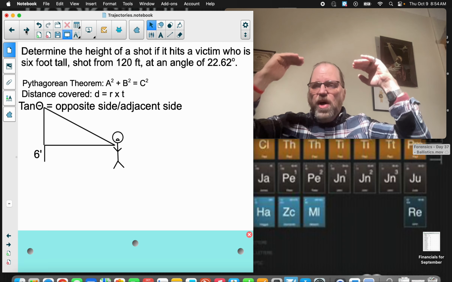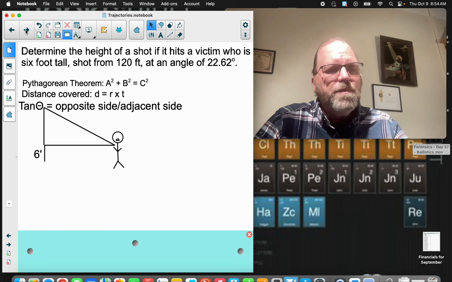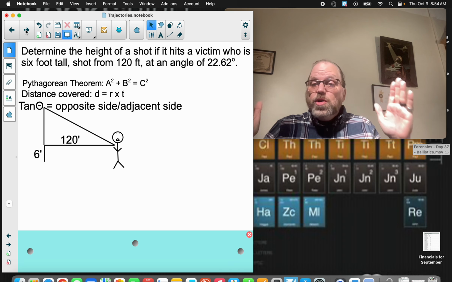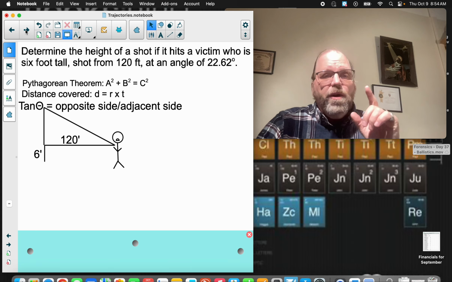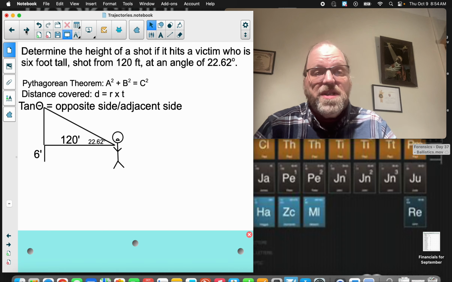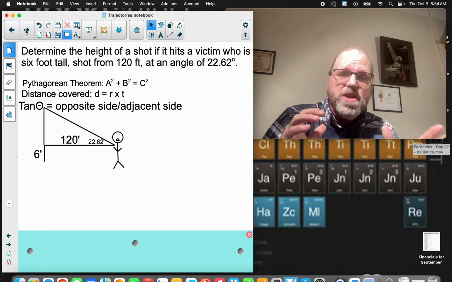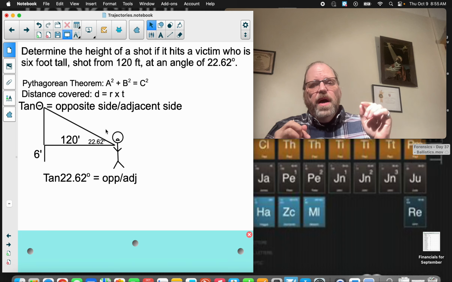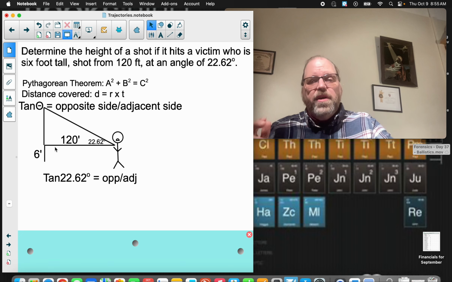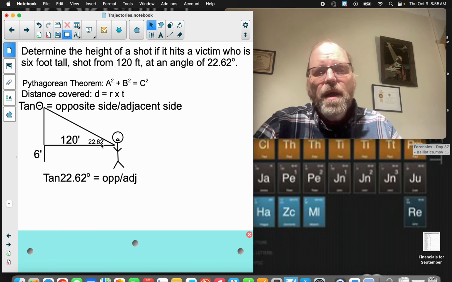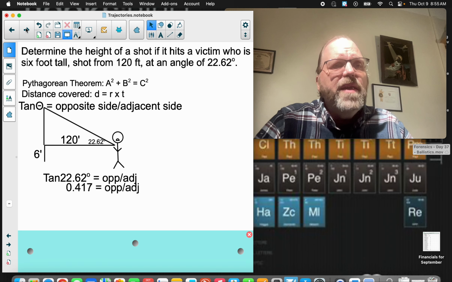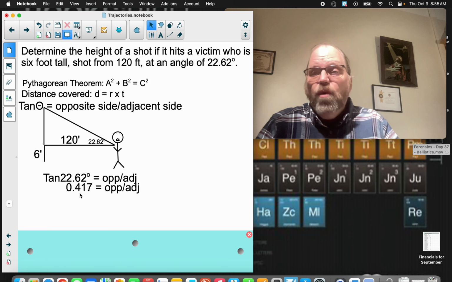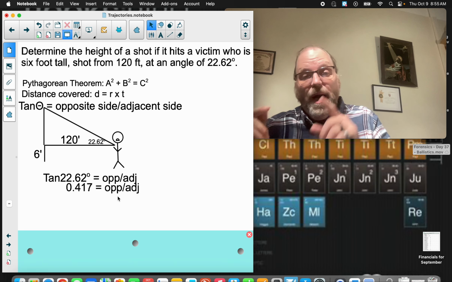So he's 6 feet tall. So we're going to knock that one out first. The distance is 120 feet, and the angle of incidence we again said was 22.62 degrees. So which equation are we going to use first? We're going to use the tangent equation. The tangent of 22.62 is equal to opposite over adjacent. Now you take your calculator. 22.62, the tangent of that is 0.417. Is equal to opposite over adjacent.